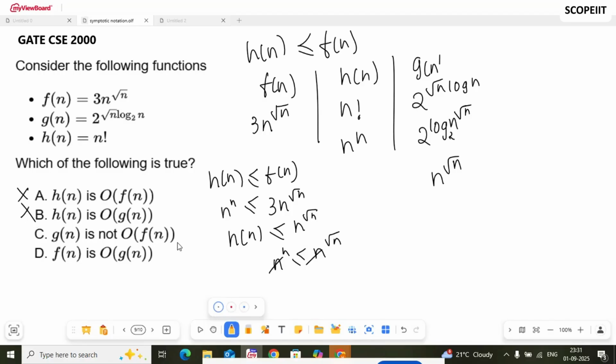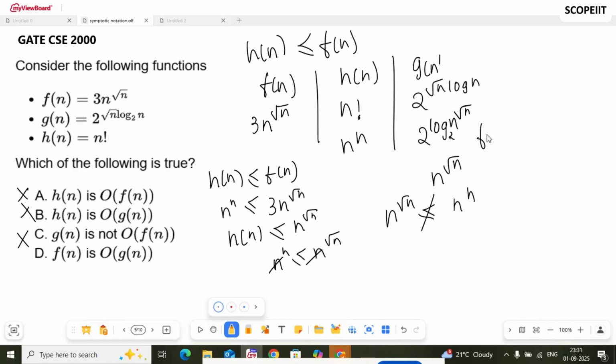Now, g of n is not equal to big O of f of n. What is g of n? n to the power under root of n is less than or equal to, they are telling it is not less than or equal to f of n. f of n is n to the power n. Actually n to the power under root of n is less than or equal to this. But they said it is not, so this is also not correct. So the correct answer is option D, but still we'll check once.